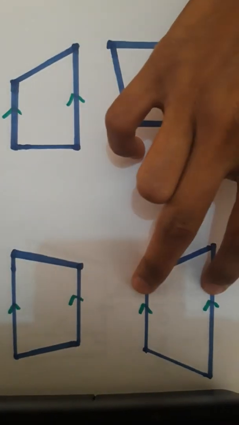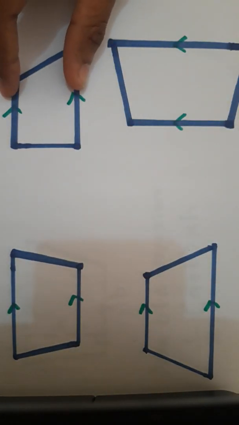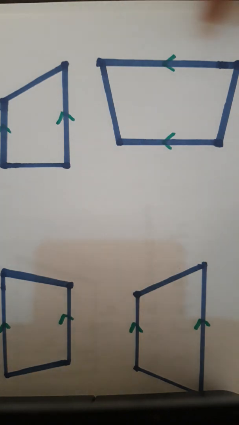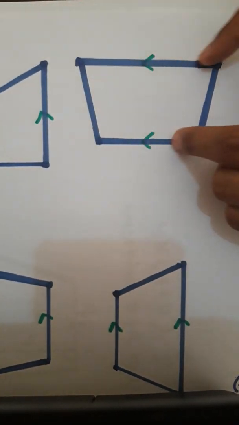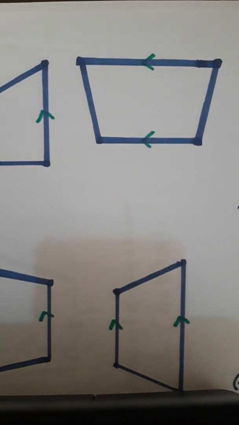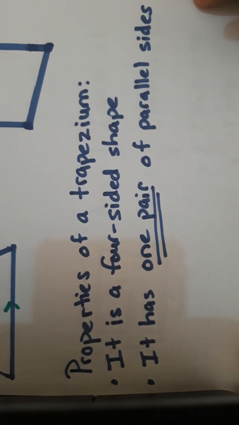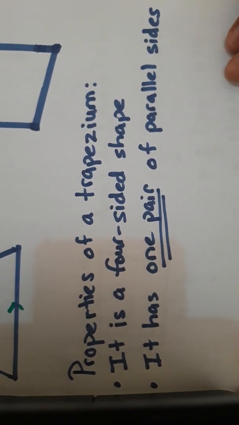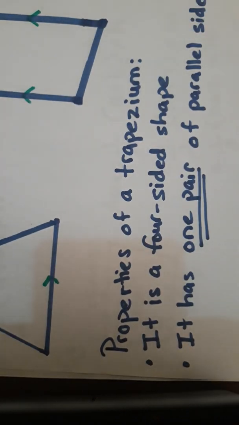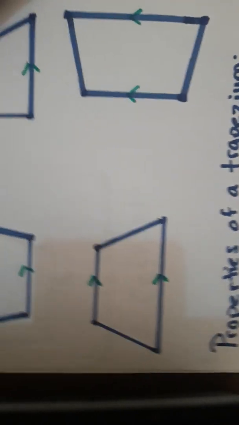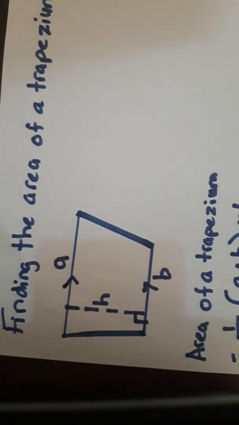So every one of these 4 shapes here has a pair of parallel sides. There's the pair there, the pair there, the pair is over here. And in this shape, which is vertical, you see the parallel lines here. So once again, when you're identifying a trapezium, it is a 4-sided shape and it has one pair of parallel sides. So now we're going to look at how to find the area of these trapeziums.